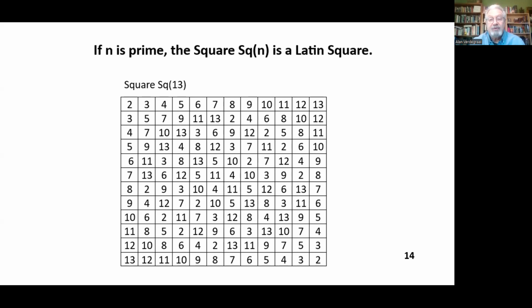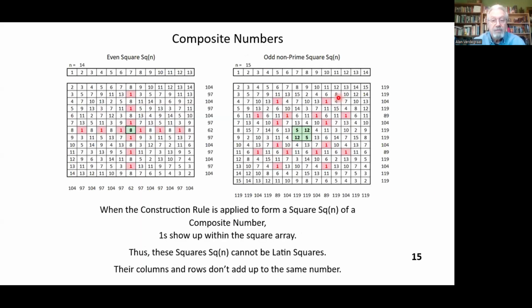Let's look at a couple of examples of composite numbers. On the left is the square SQ of 14, where n equals 14. On the right is the square SQ of 15, where n equals 15. Notice the pattern of ones in each of these. If n is a composite number, then a specific pattern of ones appears in the array. The left array for n equals 14 has the distinguishing cross that is found for all even numbers. The right array for n equals 15 has ones in a pattern that's spread out into the 4 quadrants.